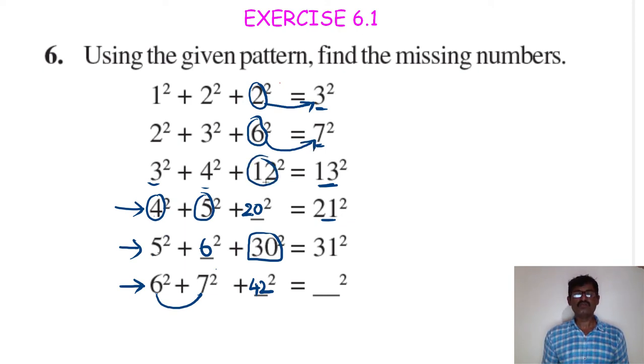Similarly, 12 we have here in the third line. 12 plus 1 is 13, so 13 square. Same pattern applies in the next rows also. So in the last row, 42 we have as the base of the term. So 42 plus 1, that is 43. So that is equal to 43 square. Let us go to the next problem.